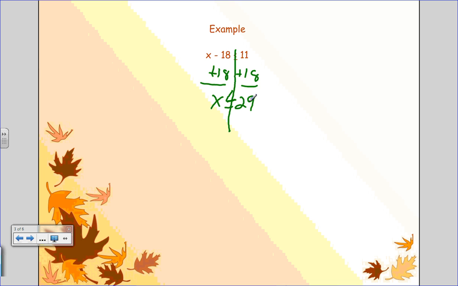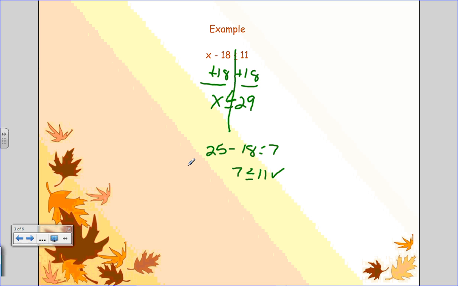So now I got to do my check. So I can pick any number that's less than or equal to 29. Make a nice easy one. How about 25? Put it in the original equation, 25 minus 18, and I know that gives me 7. What I want to check is, is that answer less than or equal to 11? And of course, 7 is less than or equal to 11, so that checks out.